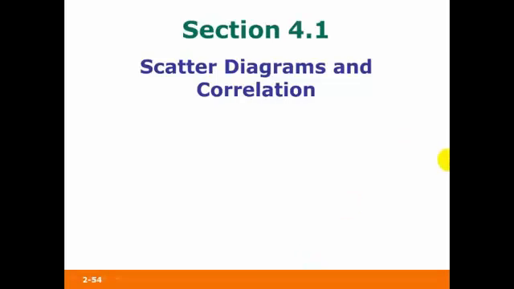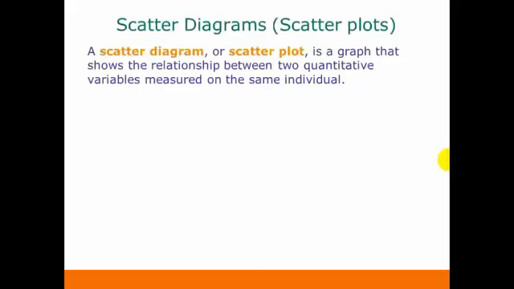The next section we're going to talk about is section 4.1. This is about scatter diagrams and correlation. And here, instead of talking about qualitative data, we're talking about quantitative data. And again, we're looking at a relationship between two variables.